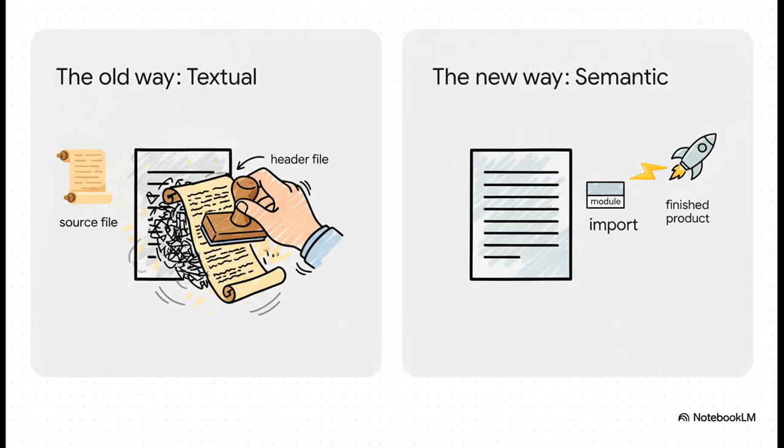So get this, instead of that clunky textual copy-paste thing from #include, the one that causes all that header bloat, modules give us a true intelligent import. The compiler can import a pre-compiled module interface, a summary of what's available, without having to reparse thousands and thousands of lines of code every single time. The promise here is for builds that are way more robust and, most importantly, incredibly fast.